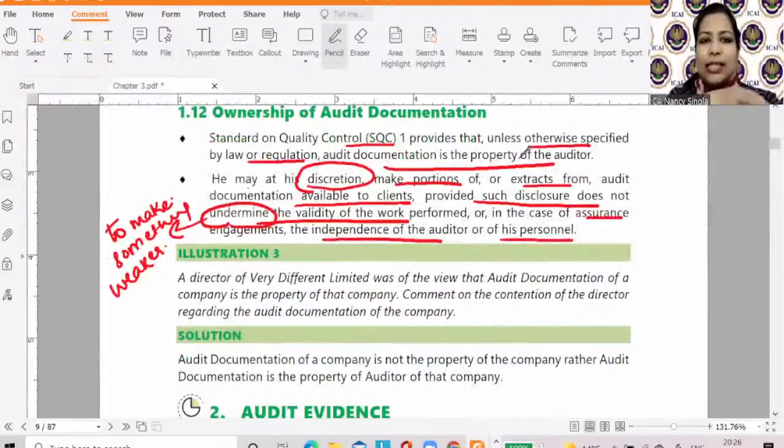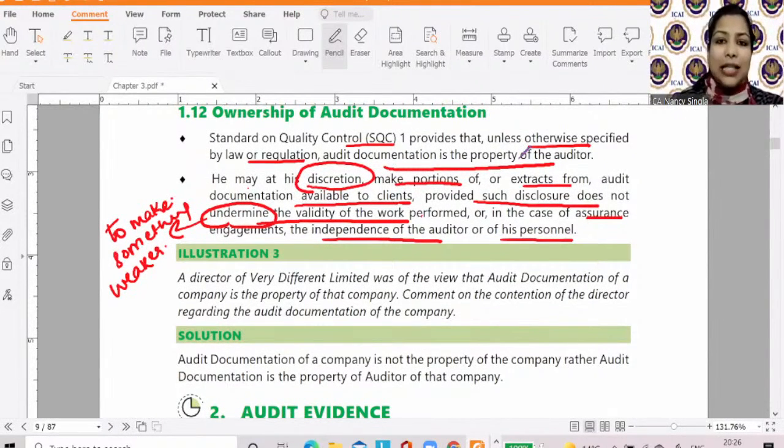Ownership, SQC 1 says, unless law and regulation requires otherwise, it is the property of the auditor. And then I ask you a question whether confidentiality will be hampered if the auditor is showing the documents to the client itself. So no. But yes, auditor at his discretion, उसकी मर्जी है, may make portions or extracts of documentation available to the clients, but it should not undermine the validity of the work performed.